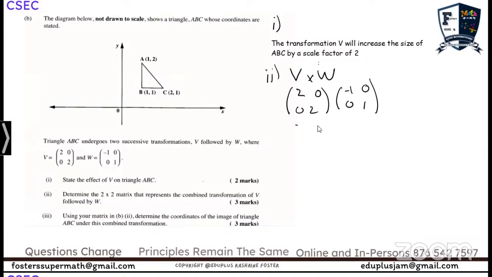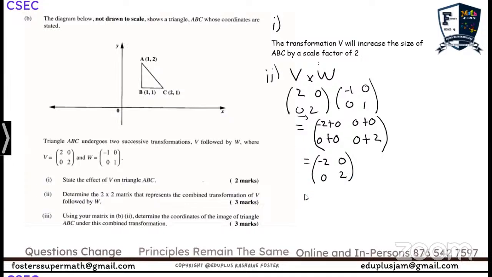It's all about your ability to multiply. So let's go. 2 times negative 1, negative 2, plus 0 times 0, 0. Next, 2 times 0, 0, plus 0 times 1, 0. So next row, 0 times negative 1, 0, plus 2 times 0, 0. Then 0 times 0, 0, plus 2 times 1, 2. What's my answer here? Negative 2, 0, 0, and 2.